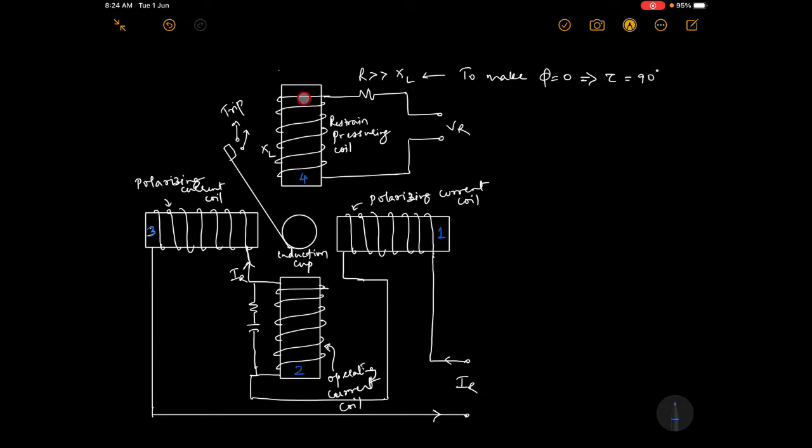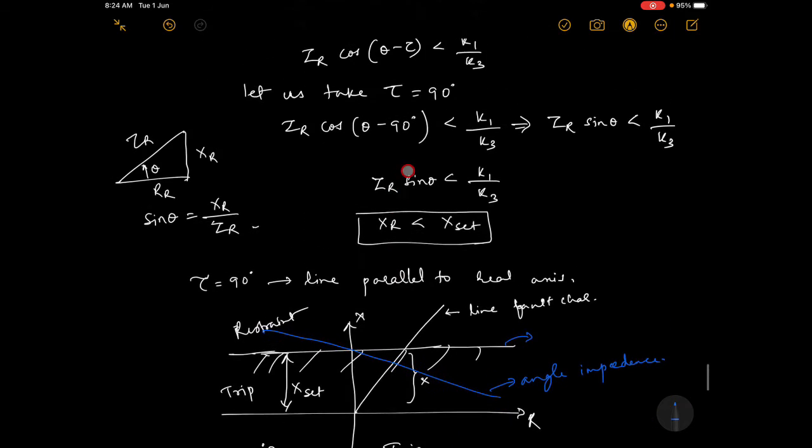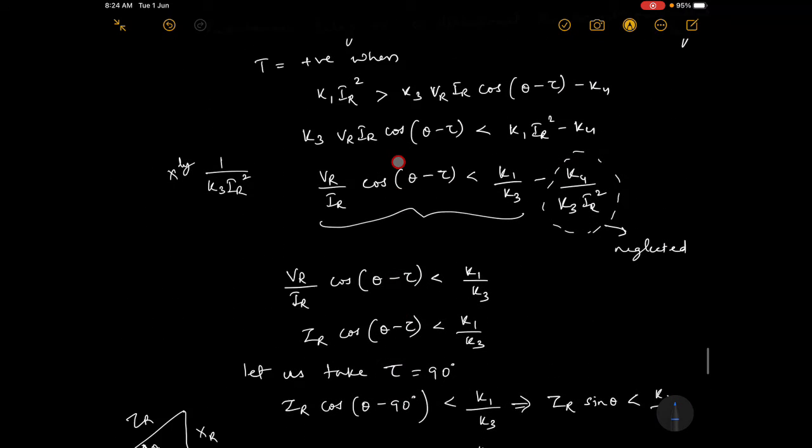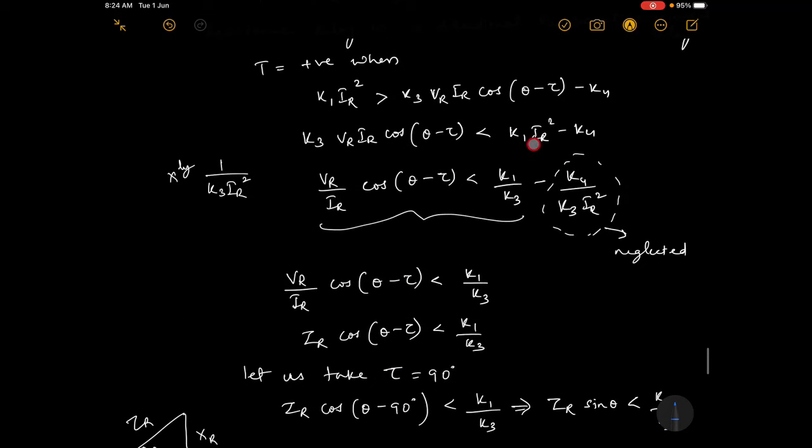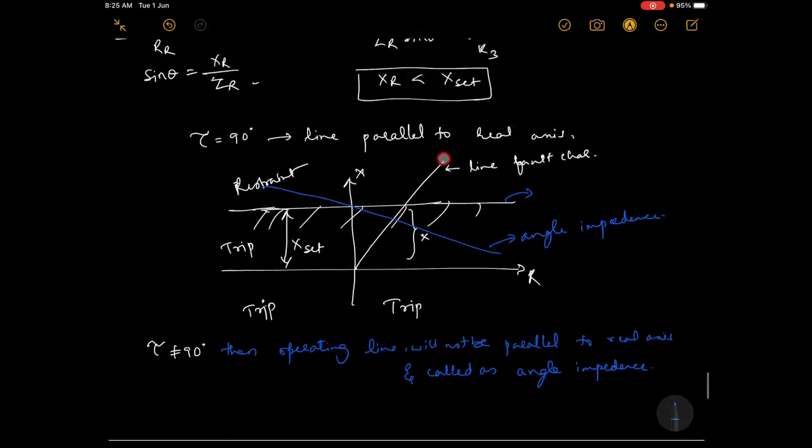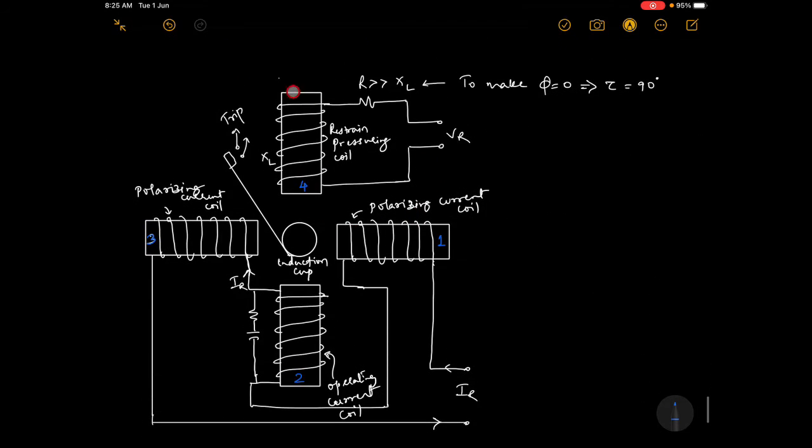And we have one more, the fourth coil, which is our restraining pressure coil. See here, operating torque is produced here, and this is the restraining torque. So this torque is positive and this is more than this. Your restraining torque is a product of voltage and current. So this is voltage, and of course this is the current.